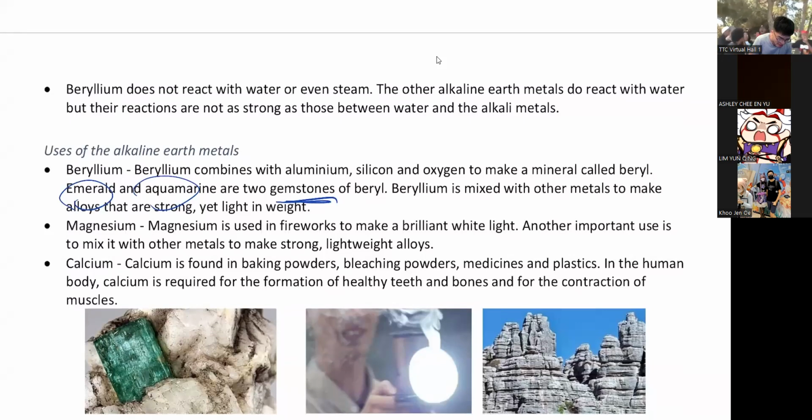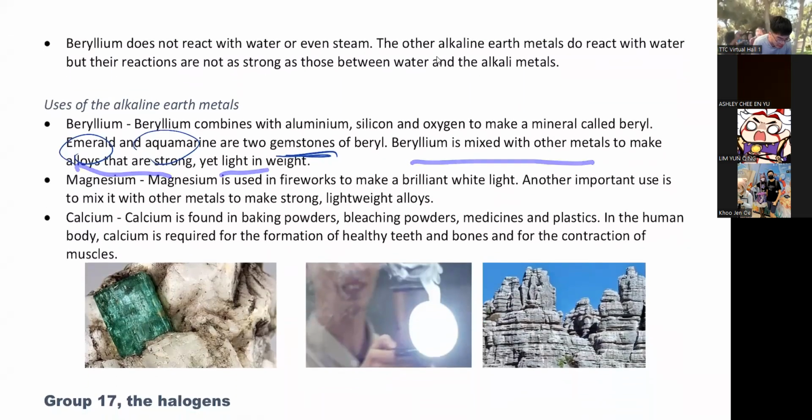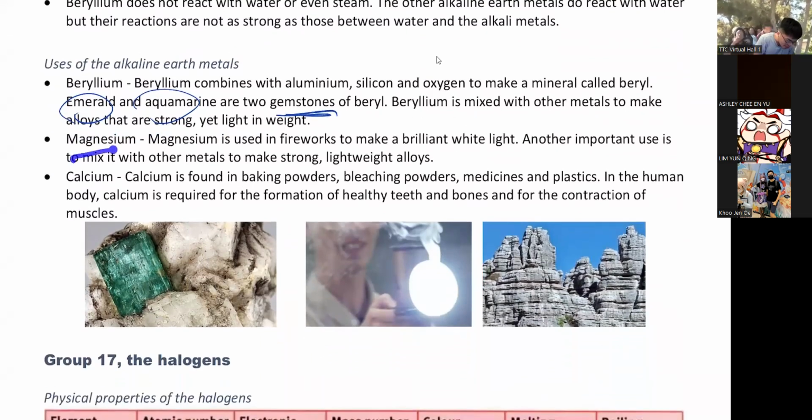All right, so beryllium is mixed with other metals to make alloys that are strong yet light in weight. What is an alloy? If you still remember, alloy is 合金. That means when you put two different metals together, you get an alloy, something which is stronger and harder. Magnesium, like I said, was used in camera flash last time, and it is used to make alloys too.